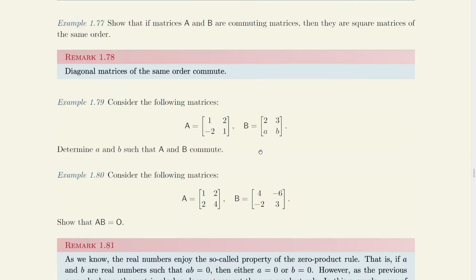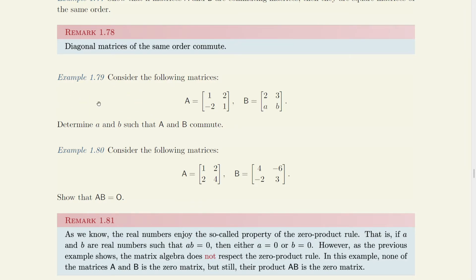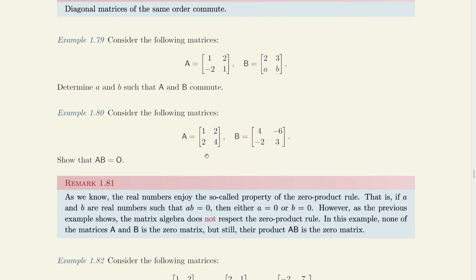So, by the way, this is an important remark I want you to remember. That's the one big class of commuting matrices. So whenever you want to think about a group of commuting matrices, think about diagonal matrices. We just realized that. Okay, so consider this example. I want you to do these two examples, 1.79 and 1.80.